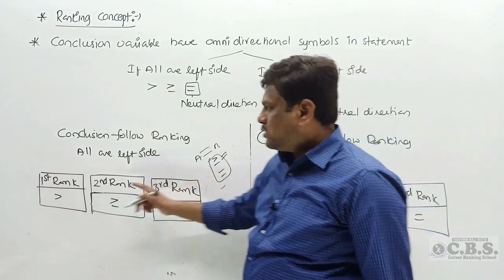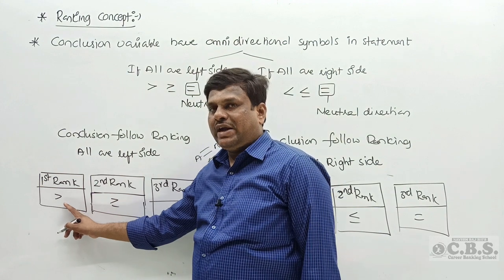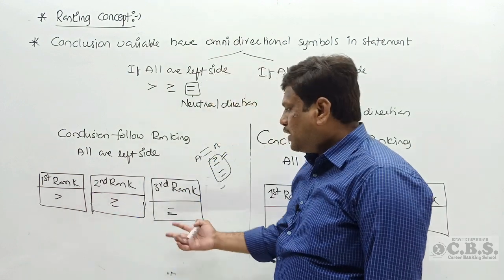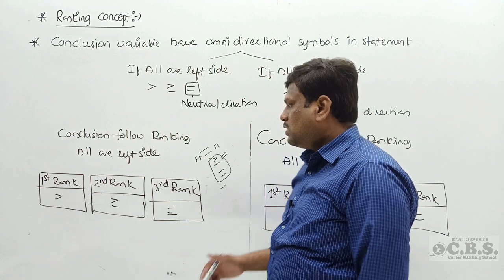If they contain three symbols, what is the first answer? So what is the conclusion? More than is the right conclusion. If they contain only two symbols, what is the right answer? More than or equal to is the right answer.